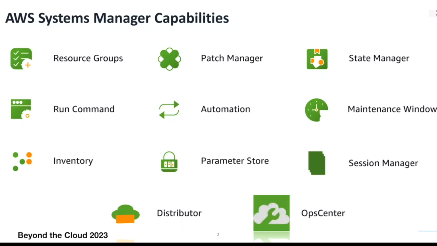Let's move on to what the Systems Manager capabilities are. If you see the capabilities here, Systems Manager is huge. As I said, the most important ones we always use are Patch Manager, Run Command, Automation, and Maintenance Window, which is a very good and very important feature of AWS Systems Manager. Then Session Manager, and Parameter Store to keep your secrets.